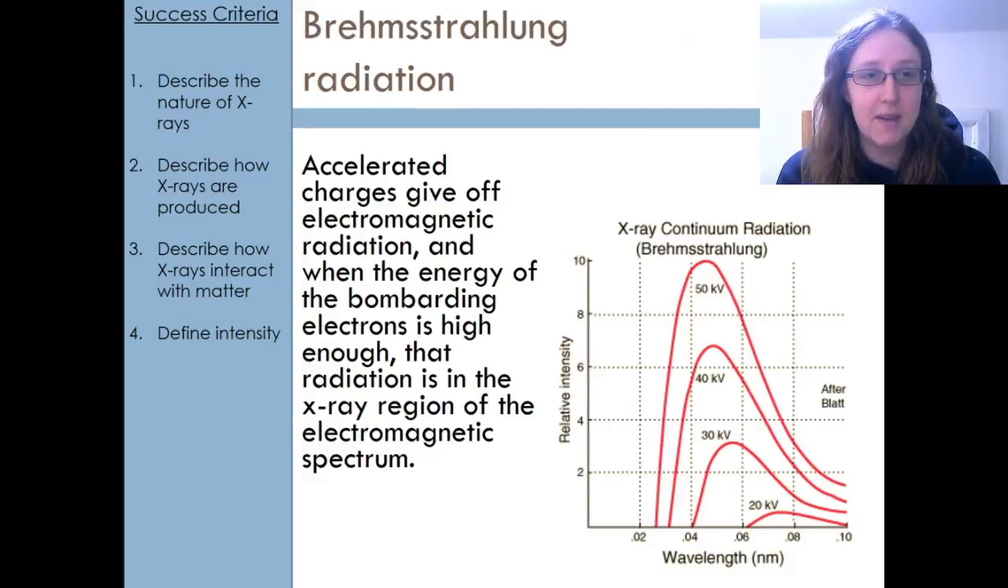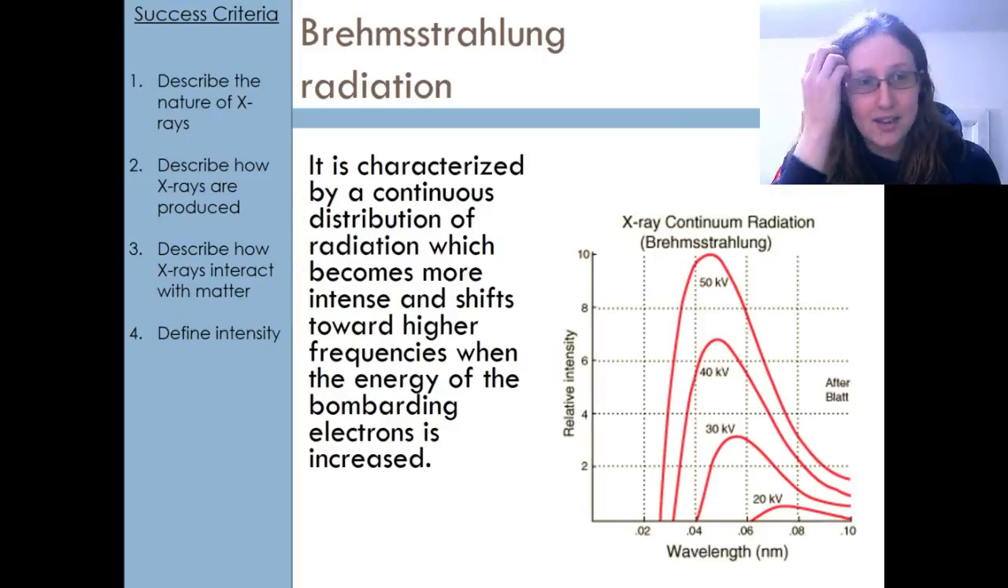Basically this is because when you accelerate a charge, it emits electromagnetic radiation. It's sometimes called synchrotron radiation. And if the energy that I give the electrons is high enough to begin with, the energy that is given out is in the X-ray region. You can tell the Bremsstrahlung radiation because it's a continuous spectrum of radiation, and as it becomes more intense, it shifts towards the higher frequency as you increase the energy as well.